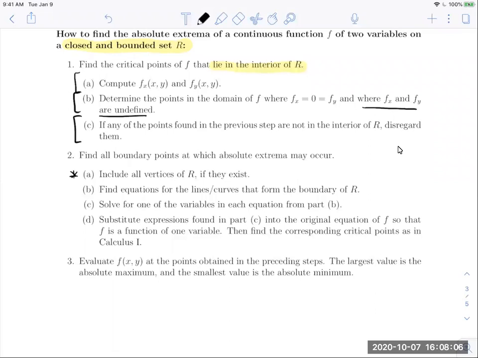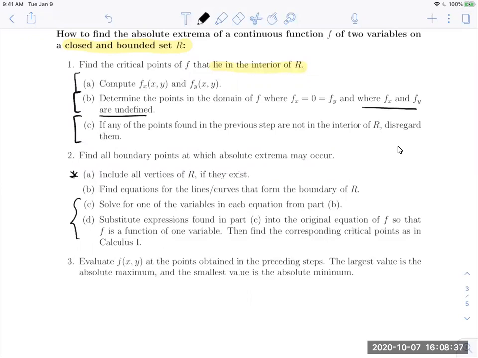So identify any vertices. Next, we want to find equations for the lines or curves that form the boundary of your region. Again, if it's a triangle, find those equations of each line. If it's a circle, find the equation of the circle. Whatever that boundary is, go ahead and find those equations. And then what we're going to do is we're going to rely on our knowledge from Calc 1. So right now we've been working with multivariable functions. We'd like to reduce it to a single variable function.